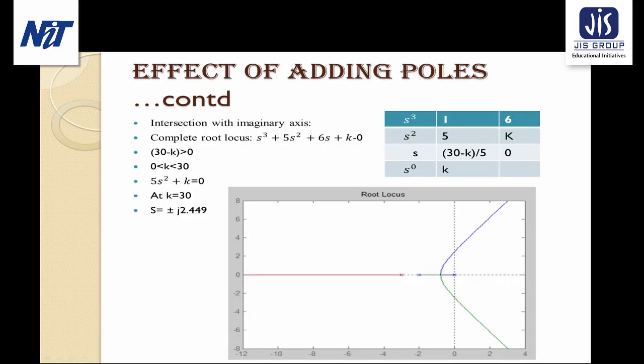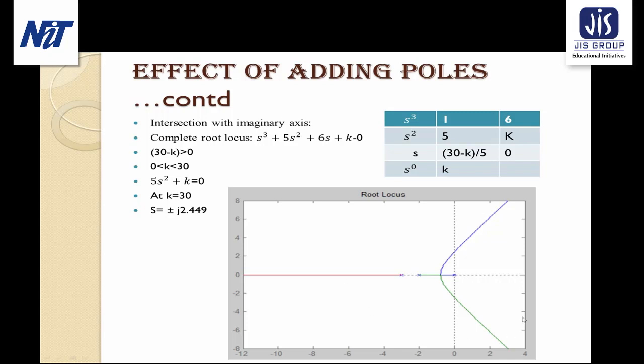And the intersection with the imaginary axis can be calculated as follows, where the Routh array becomes this one. So k is greater than 0, and if we solve this, then the range of k becomes 0 to 30. At k equal to 30, if we consider the auxiliary equation, all the elements of the s row become 0. So we need to consider the auxiliary equation, which is 5s square plus k equal to 0, and at k equal to 30, we can find that the solution s becomes plus minus j2.449.